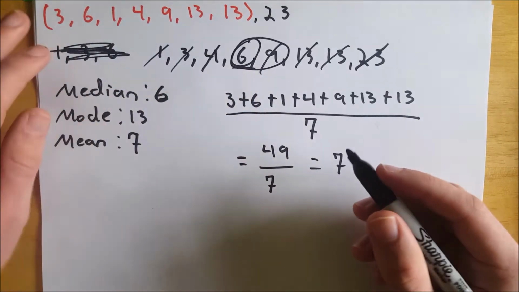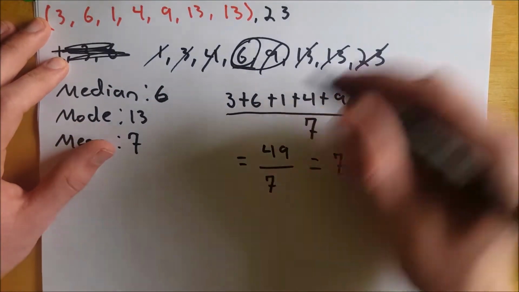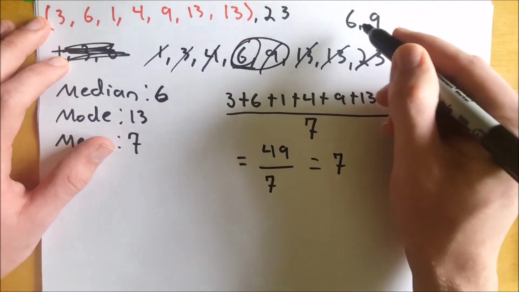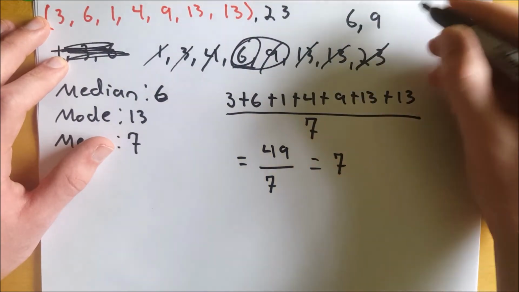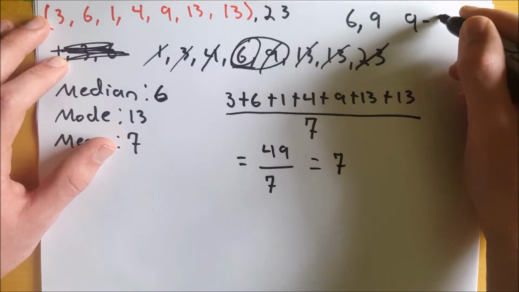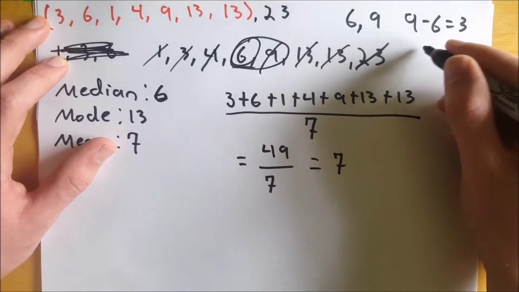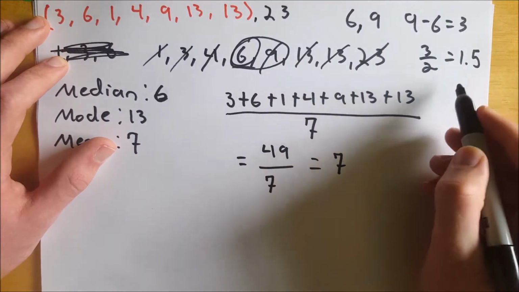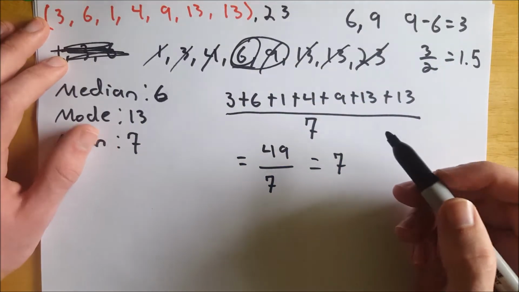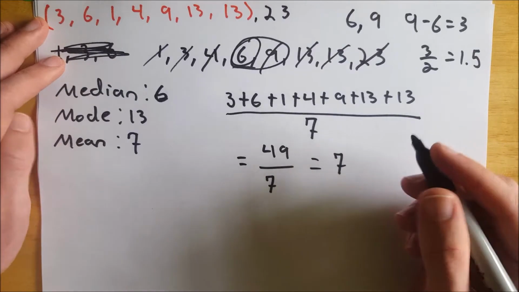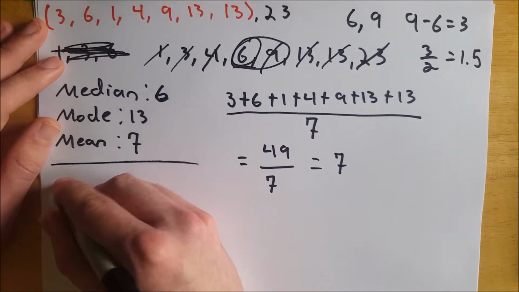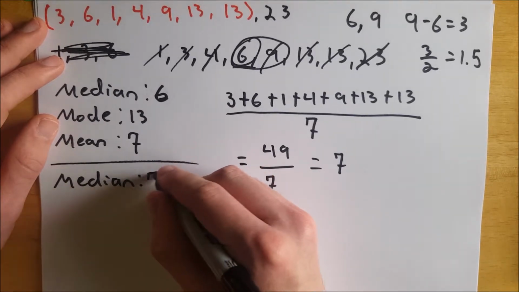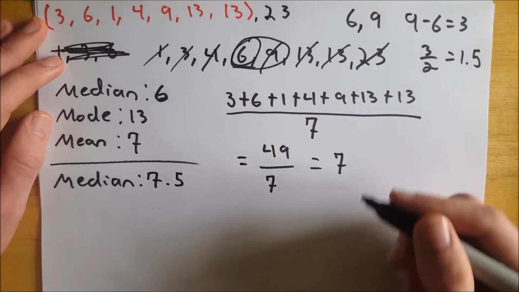When you're left with 2 numbers in the middle of your set of data, when you're trying to find the median, in this case 6 and 9, you just take the halfway point between them. How do you find that? Well, 9 minus 6 is 3. 3 divided by 2 is 1.5. So all you have to do is add 1.5 to the smaller number. That's 6 plus 1.5, that's 7.5. So our new median, which is the middle of the data, is 7.5.